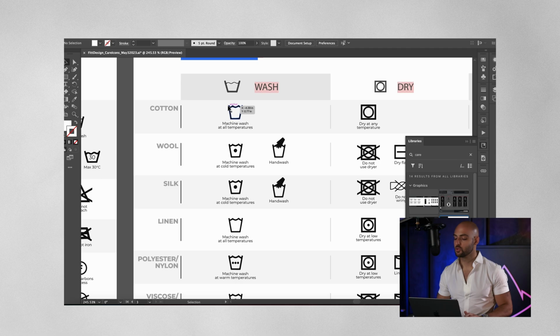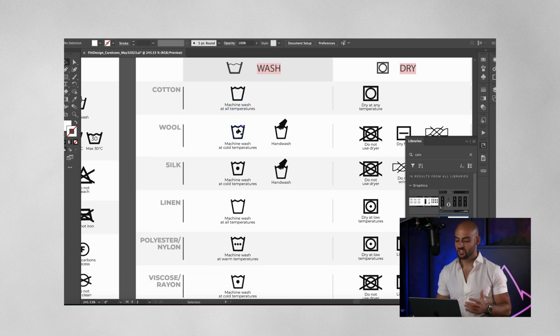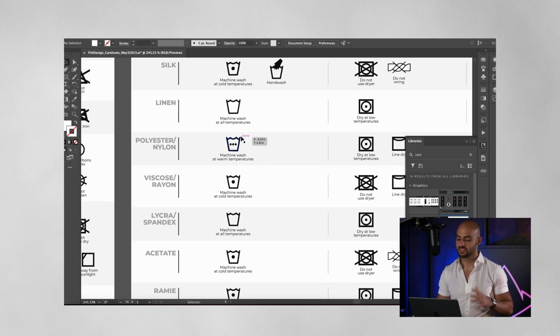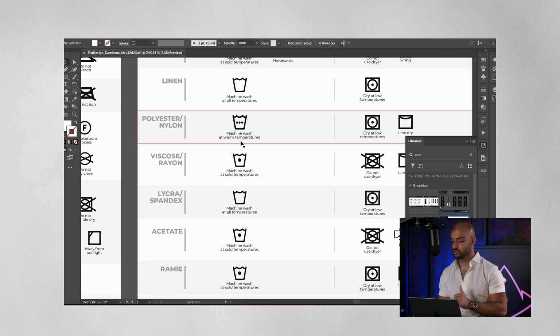For cotton, you can pretty much machine wash at all temperatures. For wool, machine wash only at cold temperatures. If you're going for hot temperatures, you will destroy the fabric and you will cause it to shrink immediately. Again, I know this because I've done it myself and it was horrible. Silk, you want to avoid machine washing at hot temperatures, only at cold temperatures. Linen, you can machine wash at all temperatures, which is great.